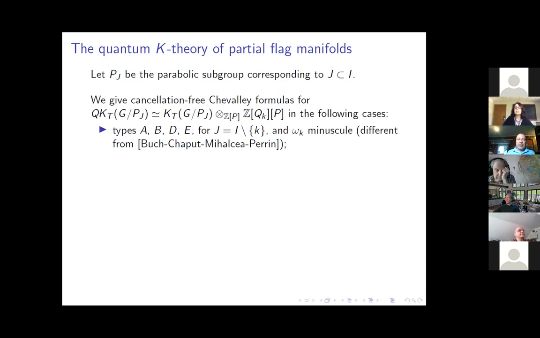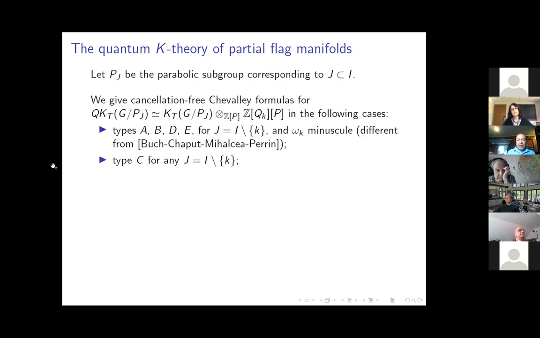So first, we consider maximal parabolics. So we remove a single simple root α_k, ω_k, and assume also that ω_k, the fundamental weight for this k, is minuscule. And we can do this in type A, B, D, E. Such Chevalley formulas were also given by Anders, Chaput, Mihalcea, Perrin, but our formulas are of a different nature. They are in terms of the quantum Bruhat graph, which didn't show up in their work.